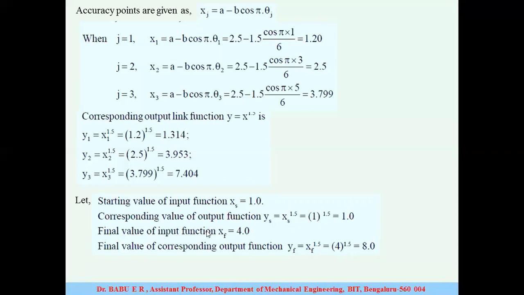Both are input values. Now once you know the input values, I will calculate the corresponding output function values. Therefore the corresponding value of the output function, represented as ys, equals xs to the power of 1.5. So xs is 1, 1 to the power of 1.5 equals 1.0. Similarly, for the final value I will calculate the corresponding output, represented as yf, which equals xf to the power of 1.5, which is 4 to the power of 1.5. So we will get the value as 8.0.